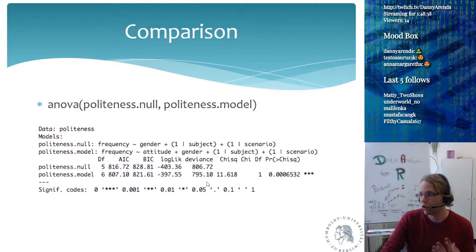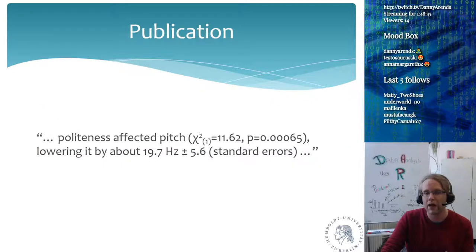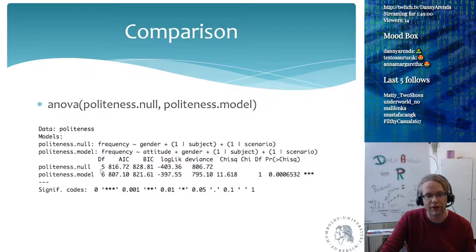So now, of course, we have everything that we need. If we would write a scientific paper, then we could now write more or less our conclusion. So the conclusion in this case in your publication would be that politeness affects pitch. So you mention now that this has been tested by a chi-square test, which has 1 degree of freedom, right? Because the 1 degree of freedom is the difference between the degrees of freedom of the null model and the model that you're looking at. It will also tell you here, right? So the DF of the chi-square is 1.